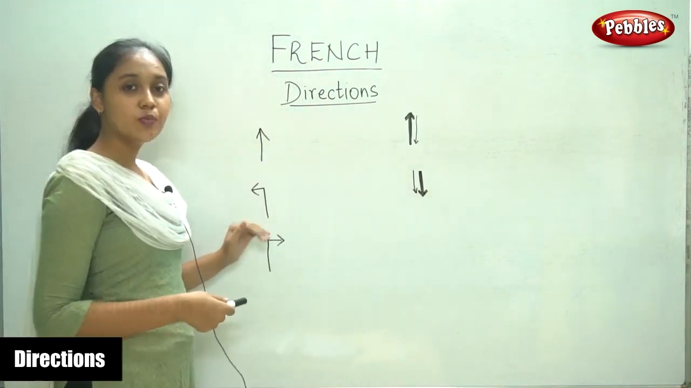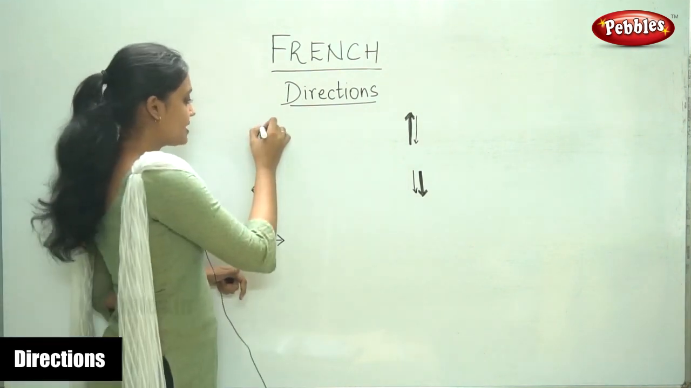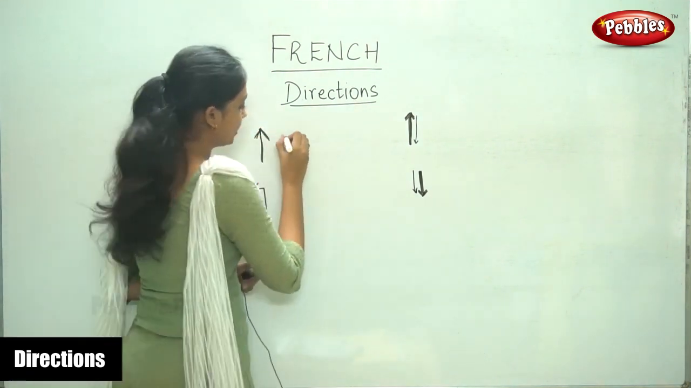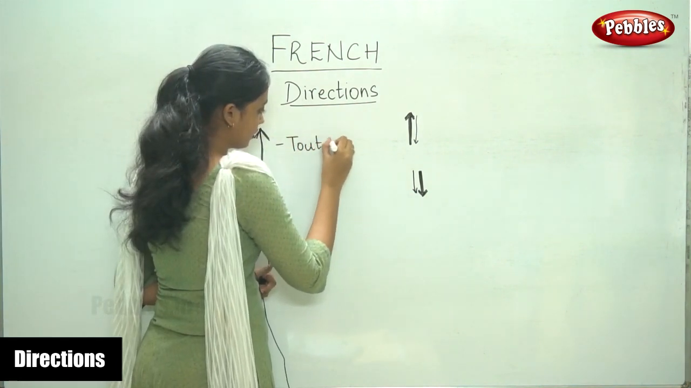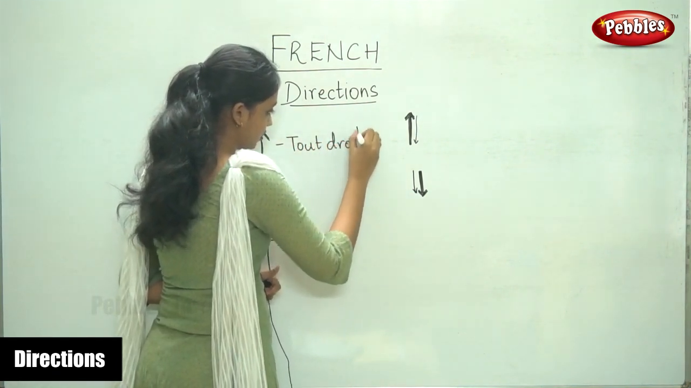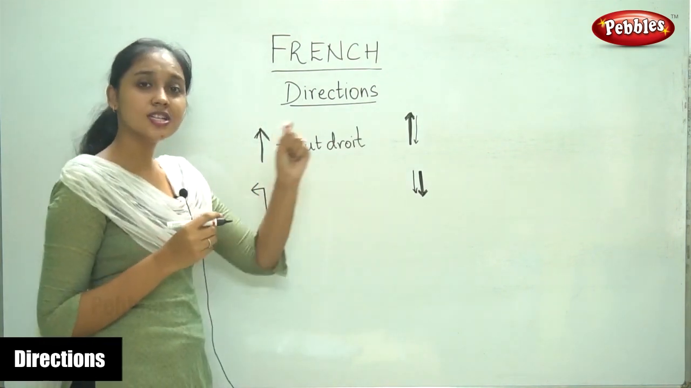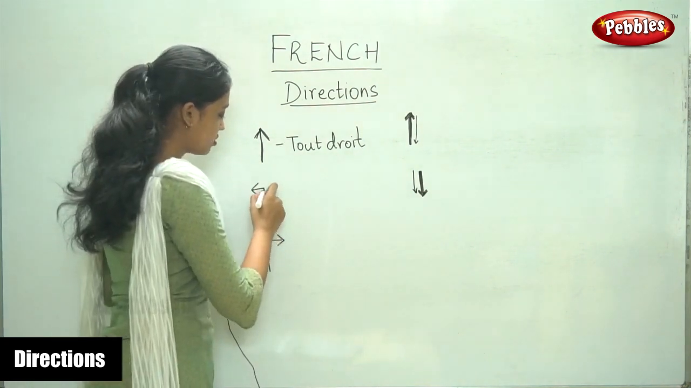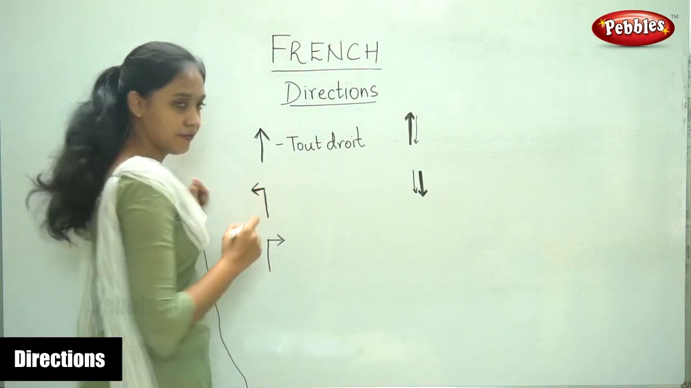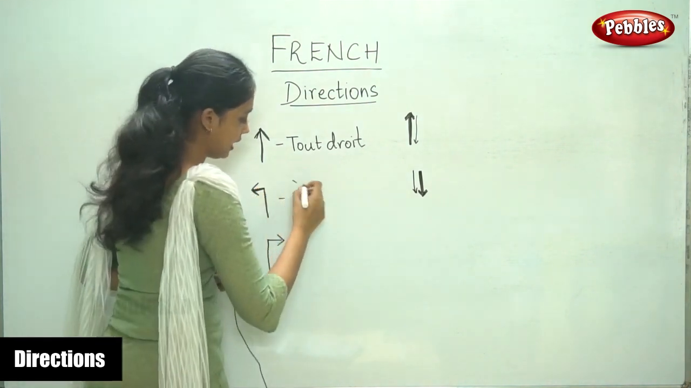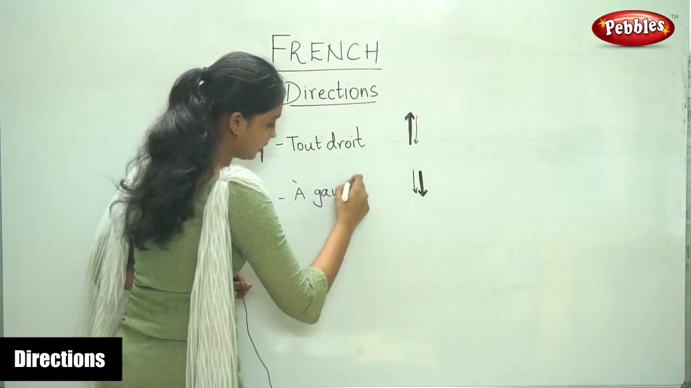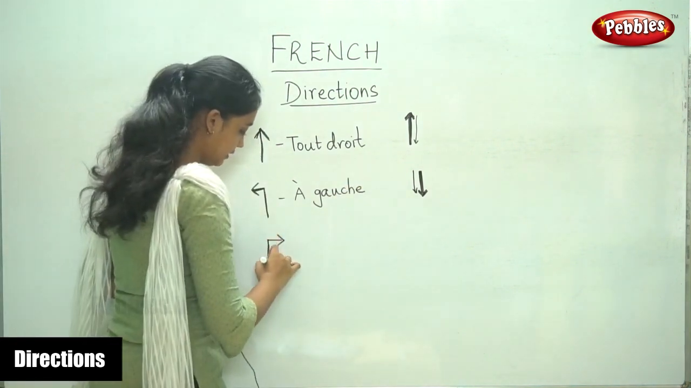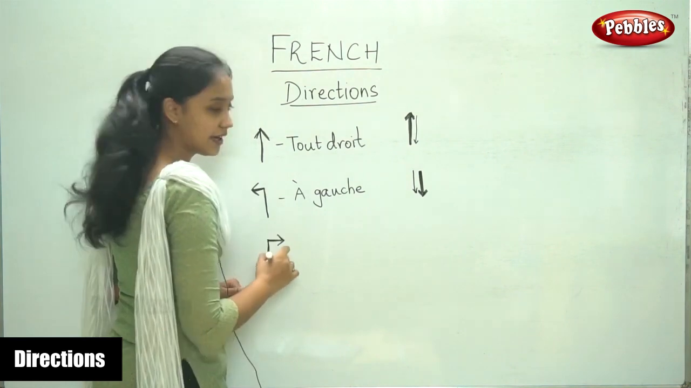Here, let us see what these arrows indicate. The first arrow tells you to go straight. So the word is Tout droit. Go straight ahead. Tout droit. The next arrow indicates to take a left. Gauche. Take a left. Then this arrow indicates you should take a right.